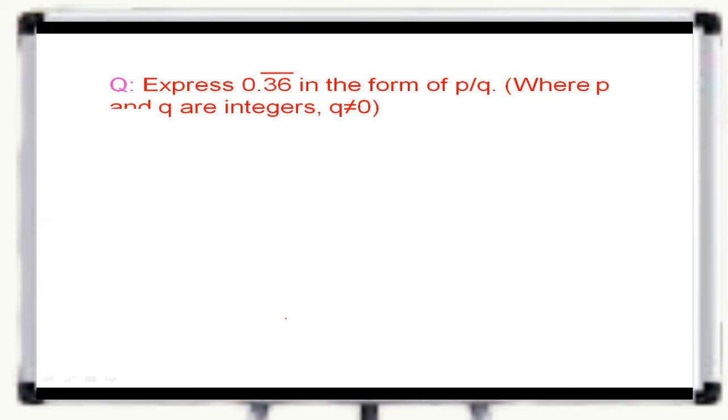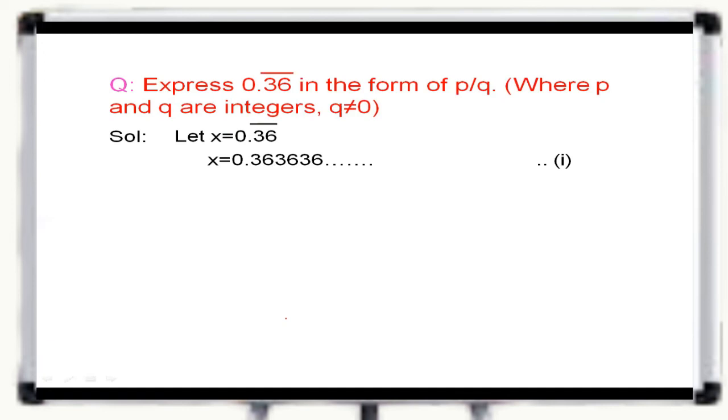Now take another question. It is a non-terminating repeating decimal. Express 0.36 bar in the form of P by Q, where P and Q are integers, Q is not equal to 0. So let x be equal to 0.36 bar. Here 36 is a repeating decimal. So we write x is equal to 0.363636, and so on. Take it as equation number 1.